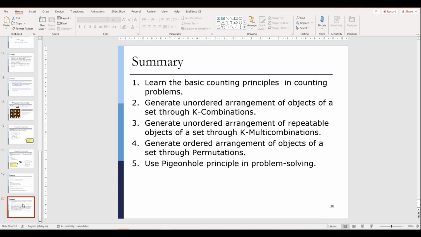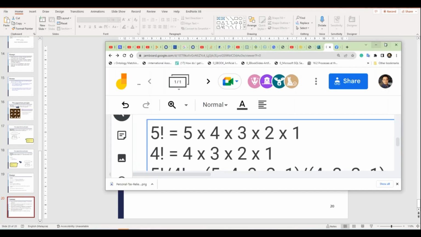Now, can we use combination for this? The answer is yes. Not just the rule of multiplication, we can also use combination, because we just need to find the combination of 1 pizza and 1 drink. The answer will be the same. The answer is definitely the same. So you don't believe? Okay, let's try it. Let me go back to the Jamboard.